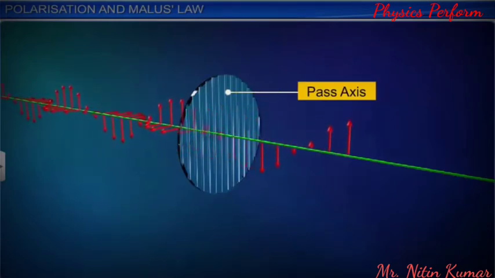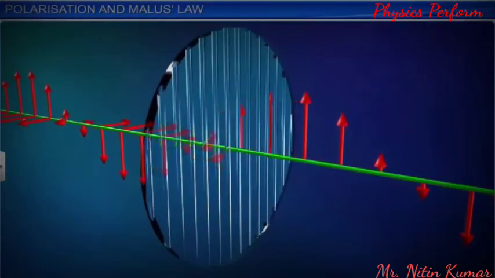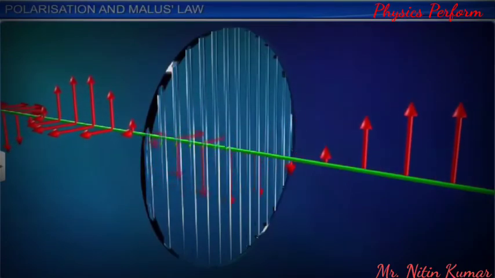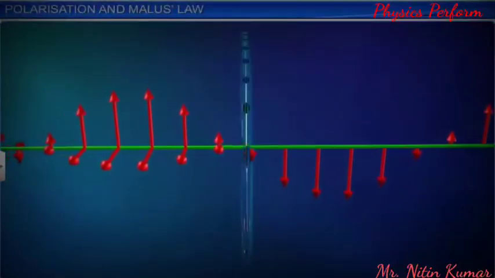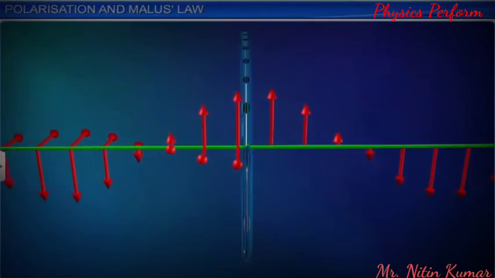That means the pass axis of a Polaroid is the polarizing direction. If an unpolarized light wave is incident on a Polaroid, the Polaroid sheet transmits only that light which has its electric field vector vibrating parallel to the pass axis and absorbs the light with E vector vibrating at right angles to the pass axis.